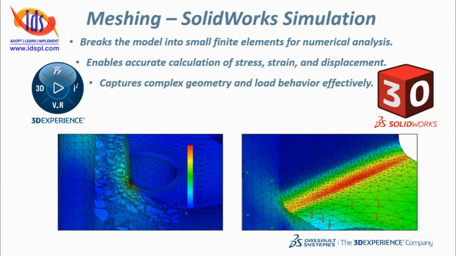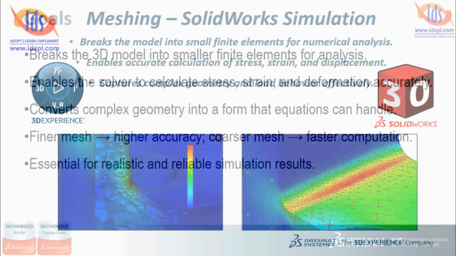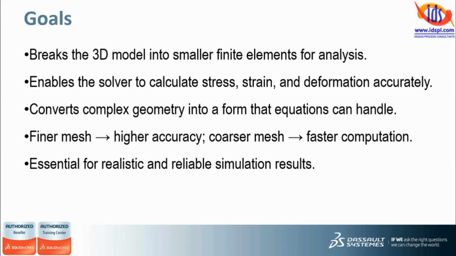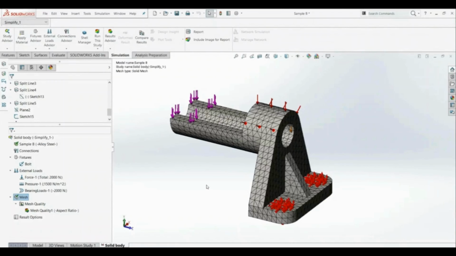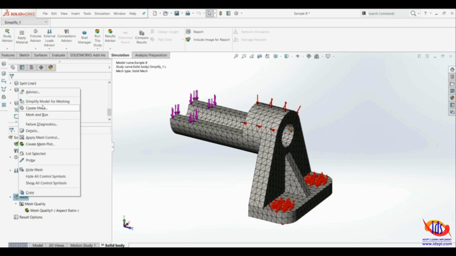Hi everyone. As we know, this is the second part of meshing tools, as we were discussing in the first part. We tried the standard mesh, and if the standard mesh doesn't work, we can always try a curvature based mesh. We can right click on the mesh and create a mesh. So instead of using the standard mesh, we can go with the curvature based mesh.